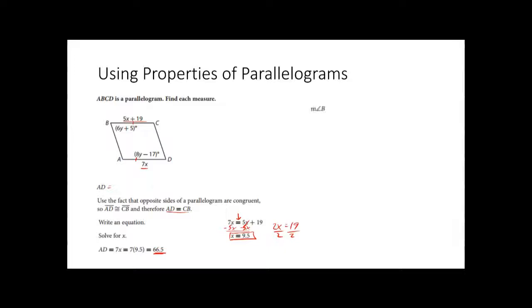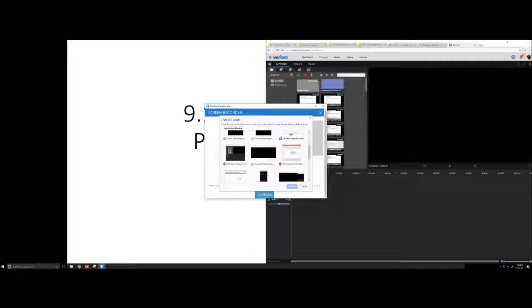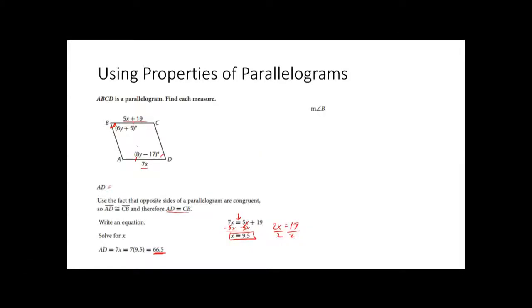All right, so let me do the legwork on this one. We have to find angle B, all right? Angle B is right here. Now, I do know that the opposite angle of angle B is right there at angle D, all right? Now I know these two should be congruent to one another, so that means angle B should equal the measure of angle D. So I have 6y plus 5 equaling 8y minus 17.